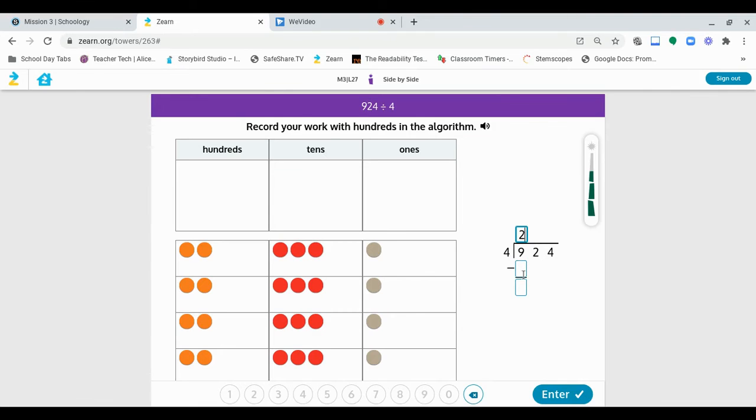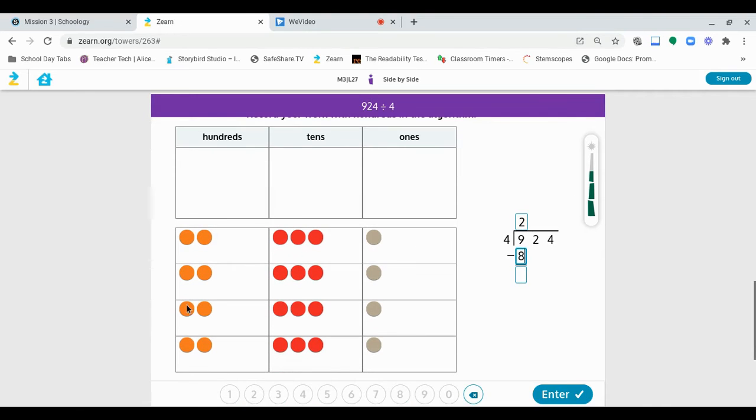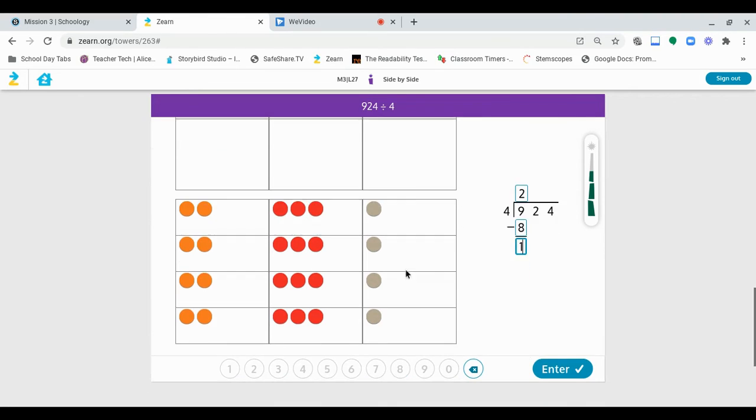My second step is to multiply. So I do 4 times 2, and I put the 8 there. Notice what that's really telling me is I used 8 of the 9 I started with. And then I subtract as my next step, 9 minus 8 is 1, and that 1 tells us I had 100 left over. Okay, I had that 100 left over. All right, you got it.